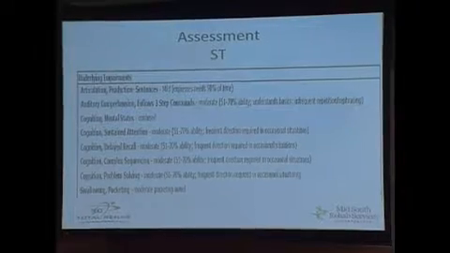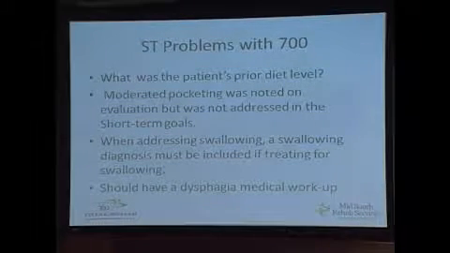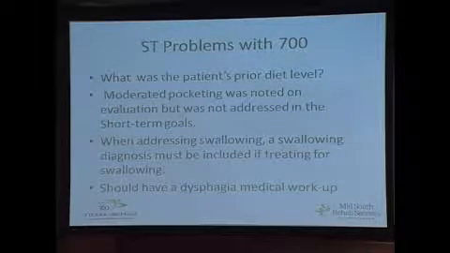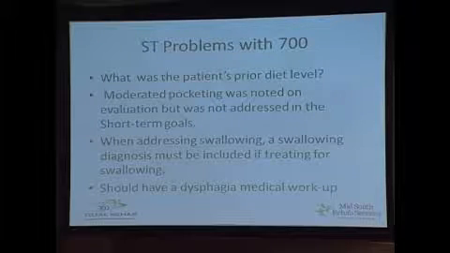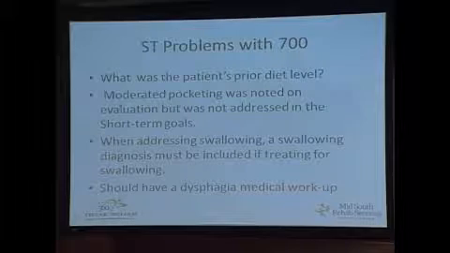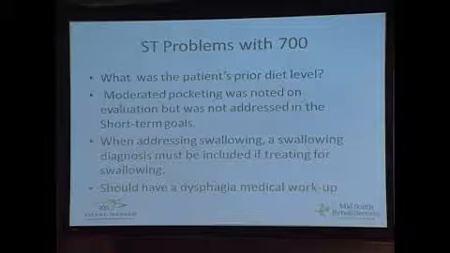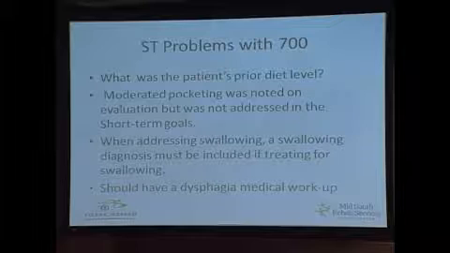Remember, speech talked about the patient having swallowing problems. It was in the assessment. You want to ask, what was the patient's prior diet level? That was lacking, but you all fixed that. That it was noted on the evaluation. If you look at the evaluation, speech documented that the patient had moderate pocketing. But when we get to the goals, you're going to see that she didn't address it. There was no goal for swallowing. So you want to watch things like that.